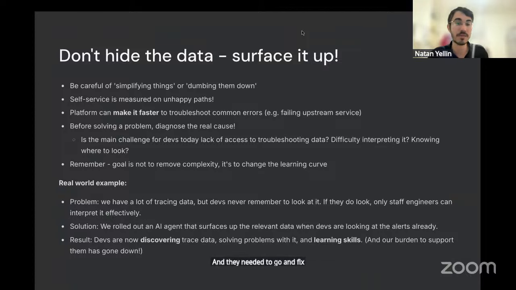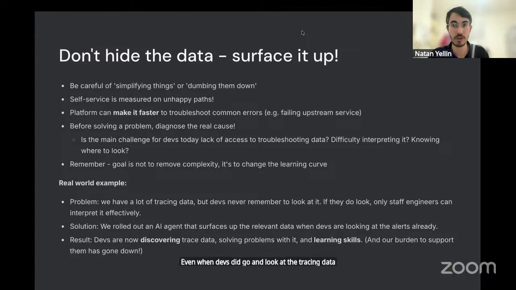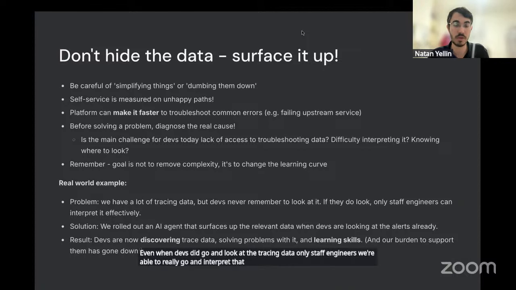And devs never looked at the tracing data where they could have seen a lot of this on their own. And even when devs did go and look at the tracing data, only staff engineers were able to really interpret that effectively. So they rolled out an AI agent that surfaced up the relevant data when devs were looking at the errors. They were in context, and it made it easier for them to see the relevant data.